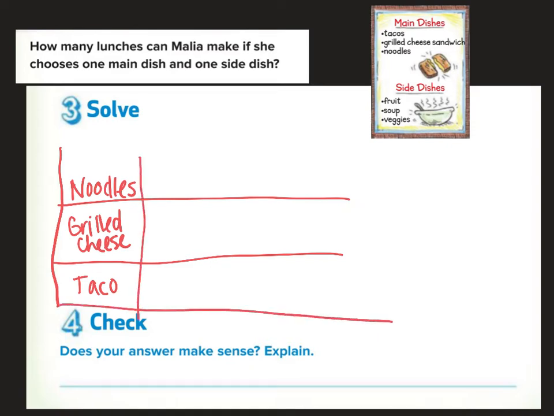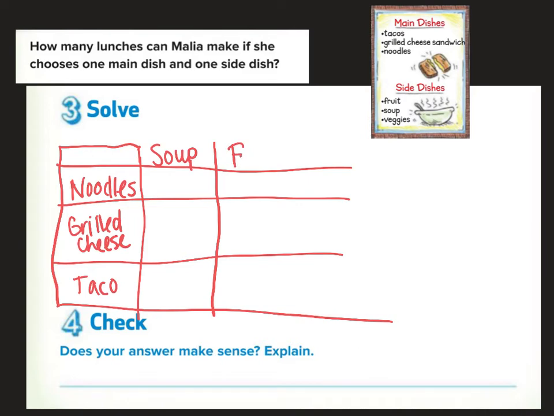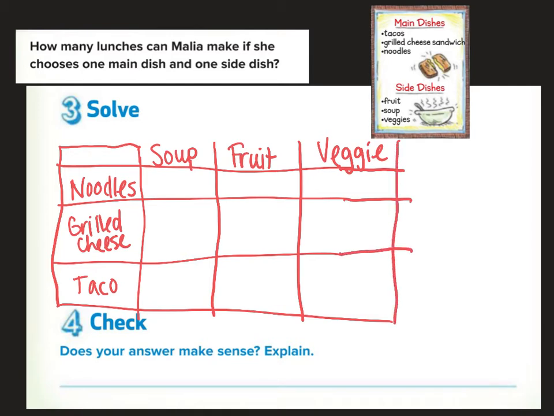For my table, the other, oops, I better put my line here. Okay. Our other option for the sides are, she could get soup. She could get fruit. Or she could get veggies. Okay, so make sure I have nice. These boxes are called cells. C-E-L-L.